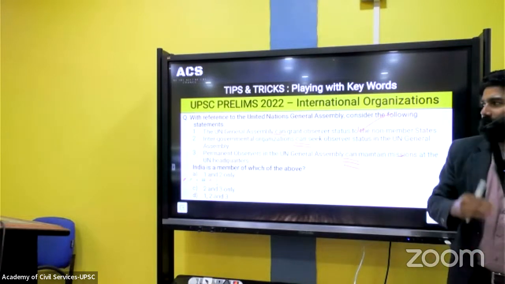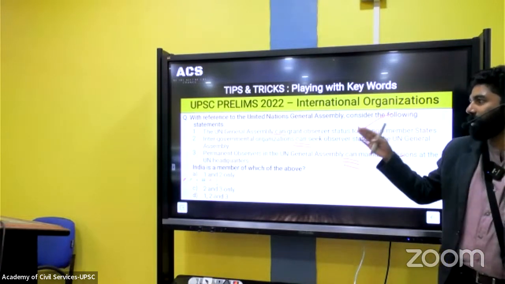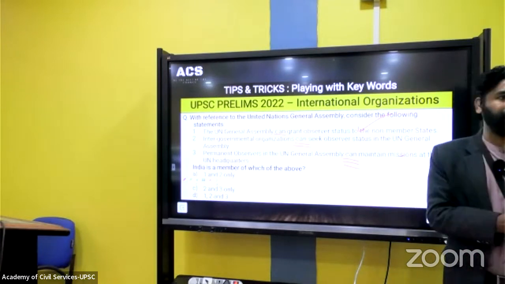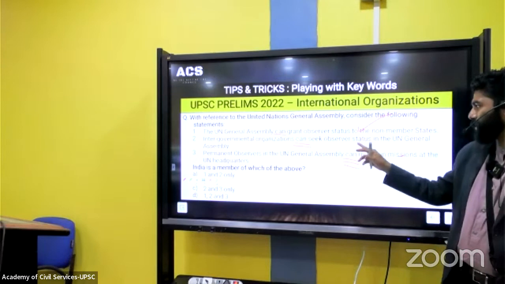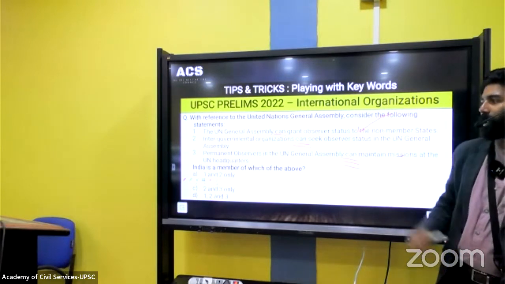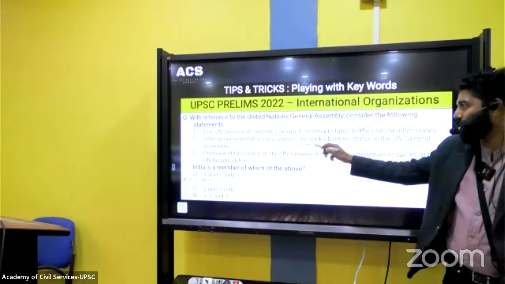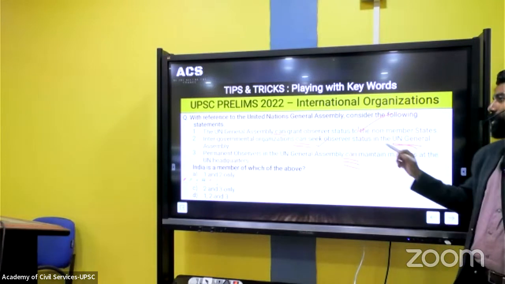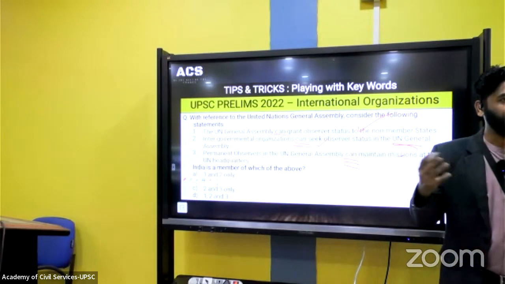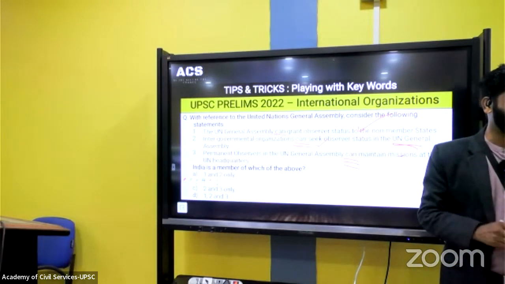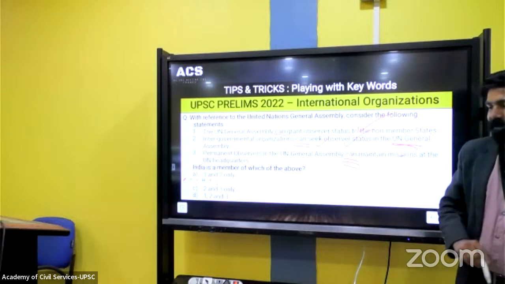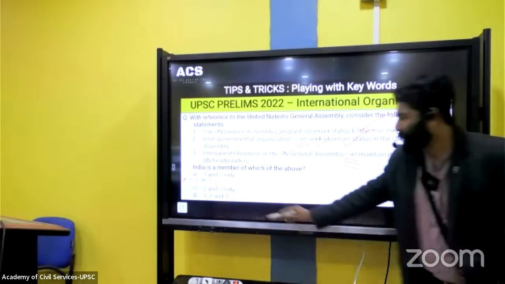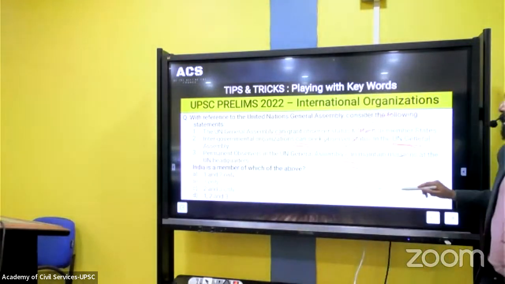Statement 2, intergovernmental organization. Intergovernmental means government to government organization. If they are seeking observer status, the UN General Assembly can do that. Or they can also approach the UN General Assembly to get observer status. It can be done. They can approach. What's the problem in that? Can. 2 is correct. The next one is coming here.